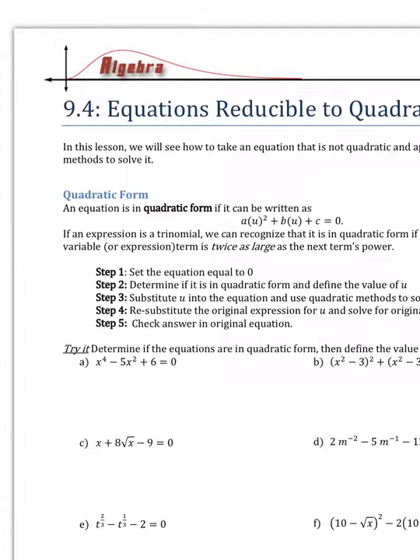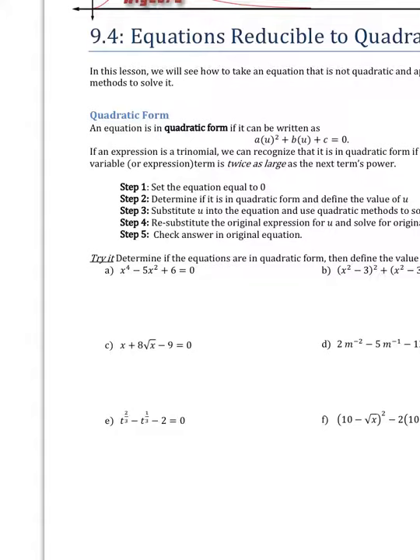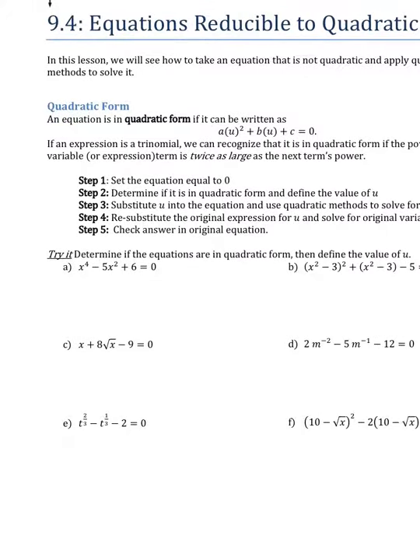The first step is to set it equal to 0 and determine if it's quadratic form, and we're going to define this u. We're going to redefine things and change variables to go from ugly to not so ugly. And then we're going to substitute, solve, and plug it back in. That's a lot of steps, but you'll see here. First, determine if this is in quadratic form, and then we'll define a value of u.